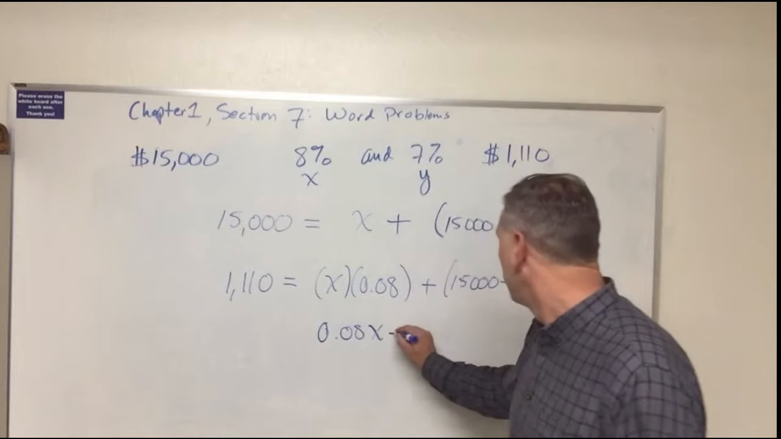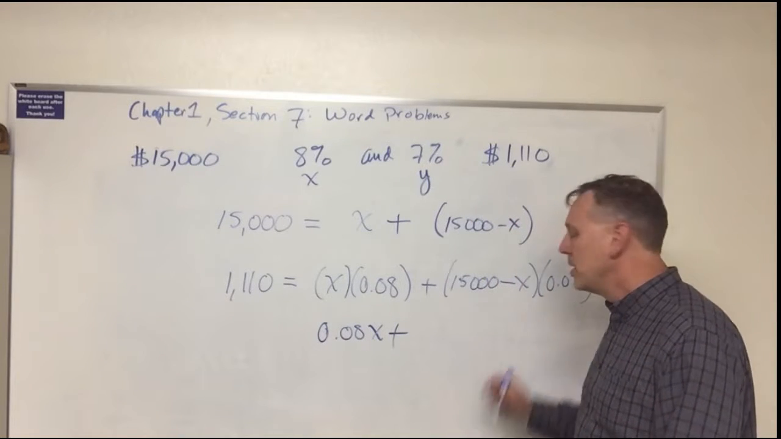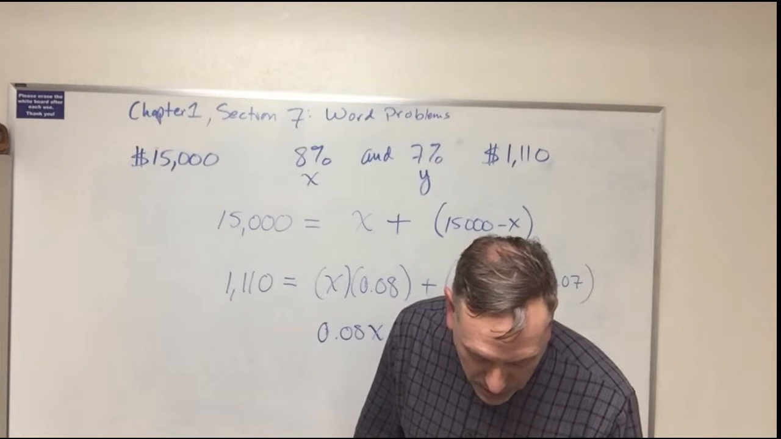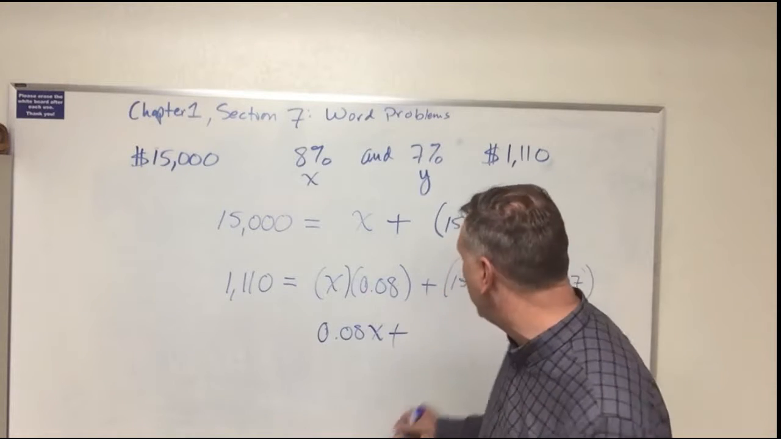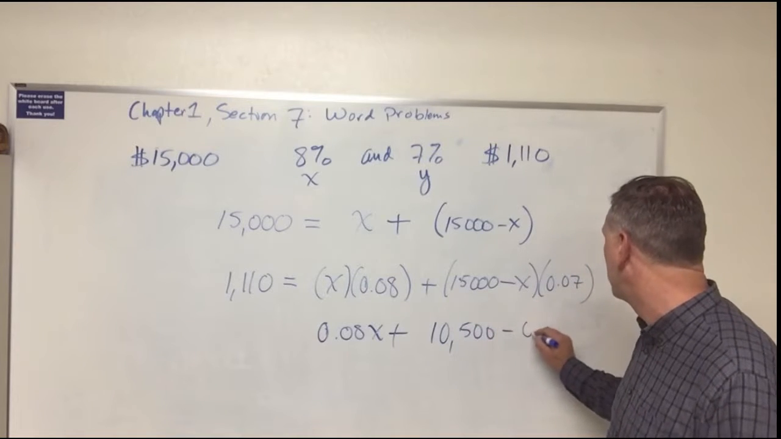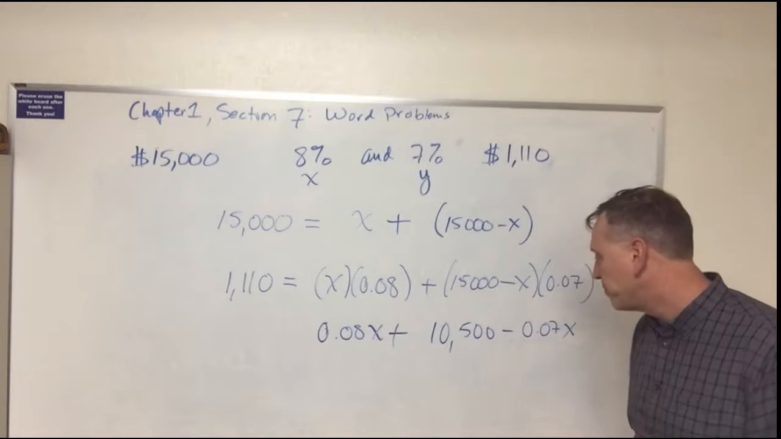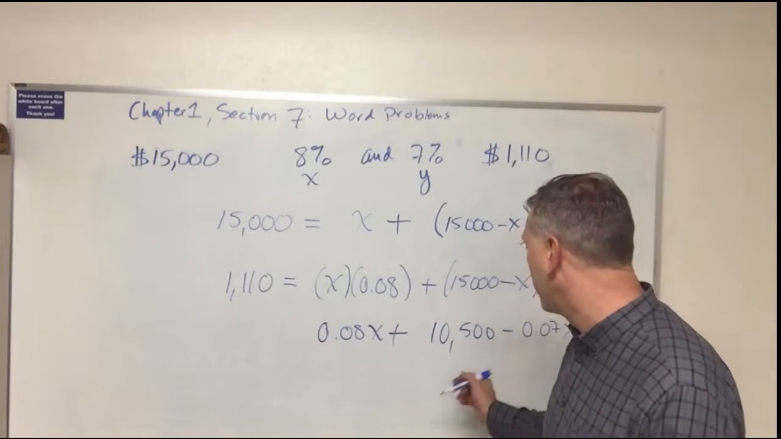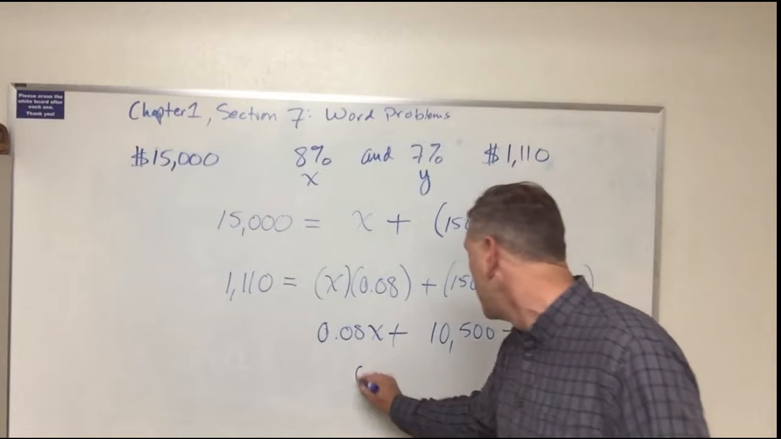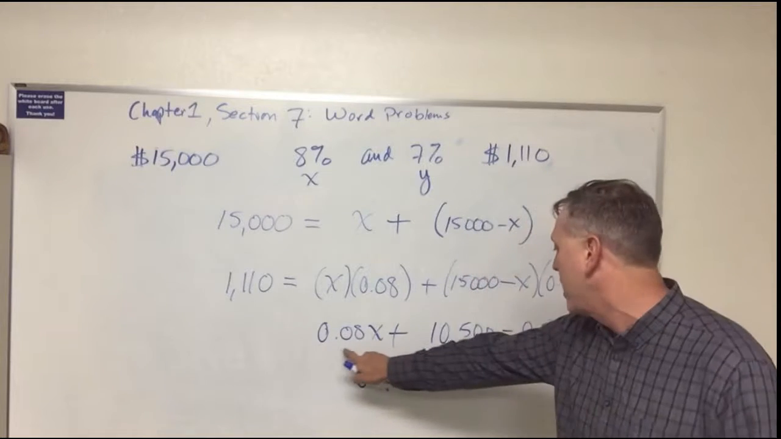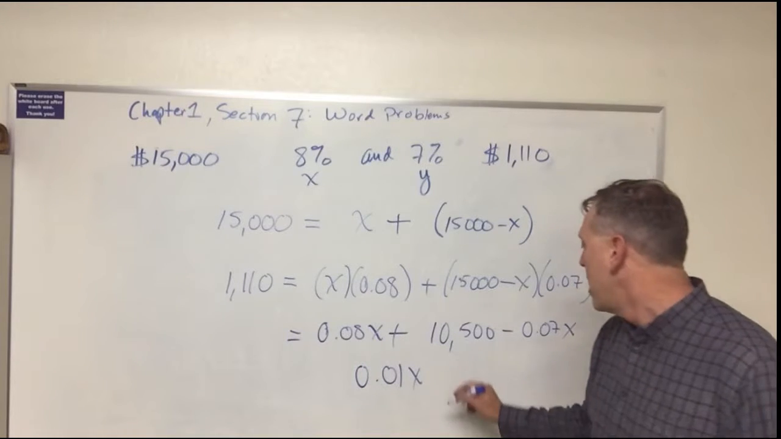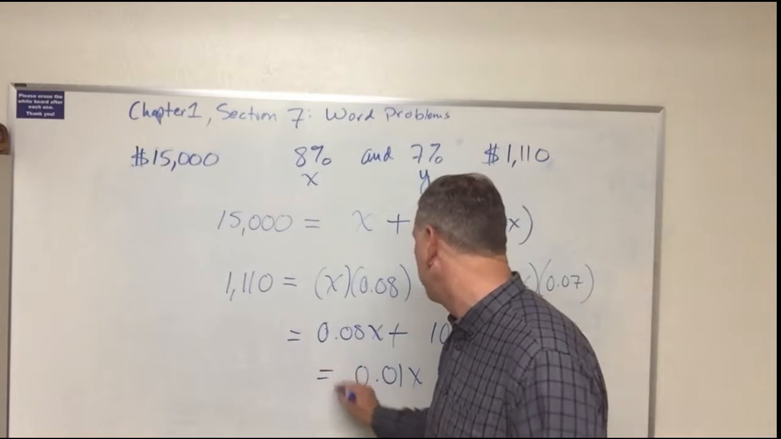We get 0.08x plus, and now 15,000 times 7%. I have to look that up real quickly. 15,000 times 7% is 1,050 minus 0.07x. So we're going to combine terms here. 0.08x minus 0.07x is 0.01x. You see that? Positive 0.08x minus 0.07x. And then we're going to move this 1,050 to the other side.